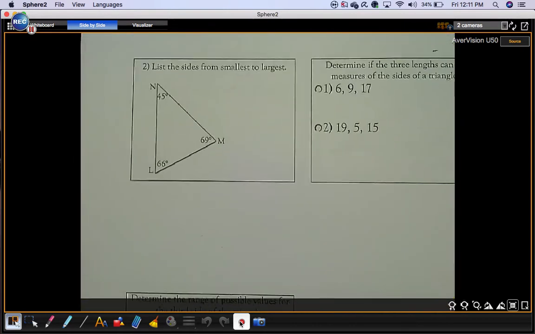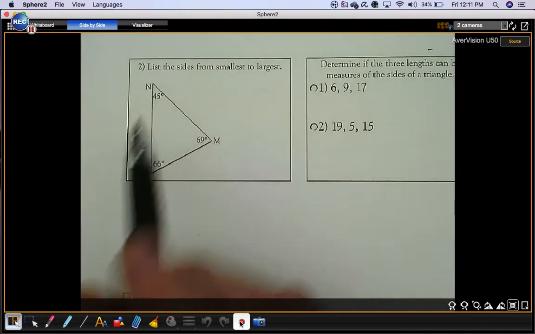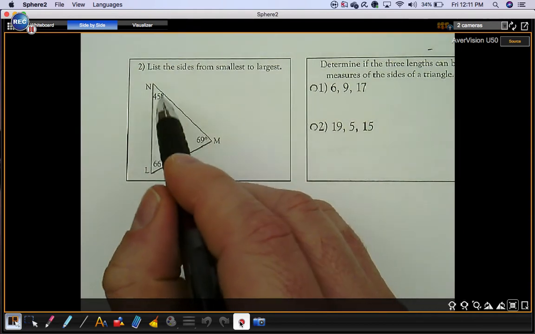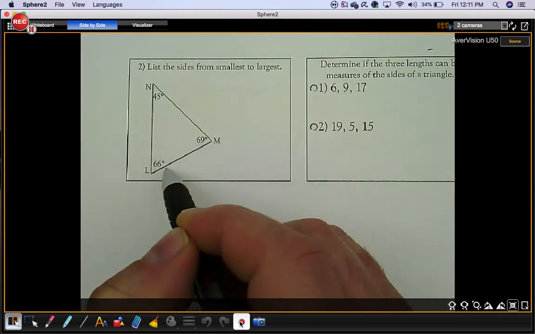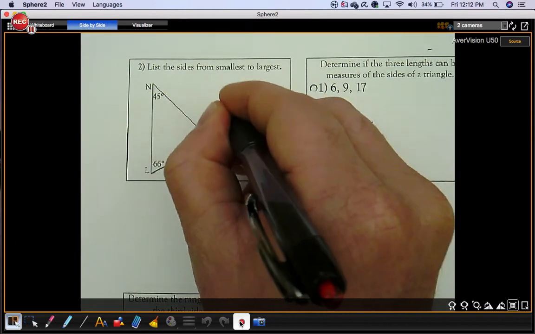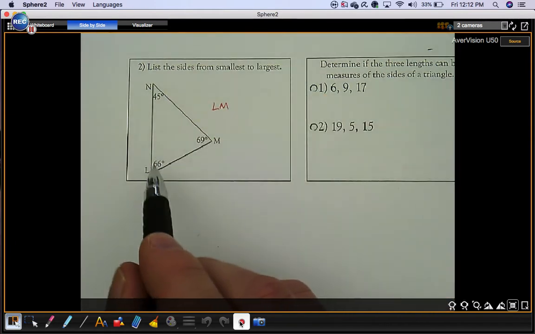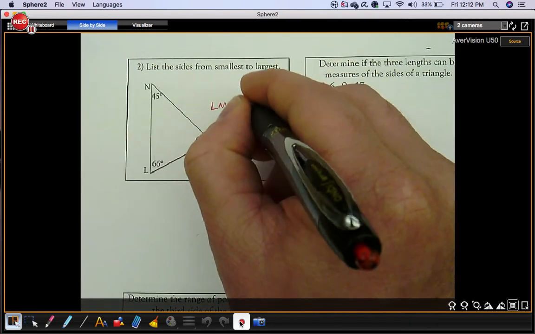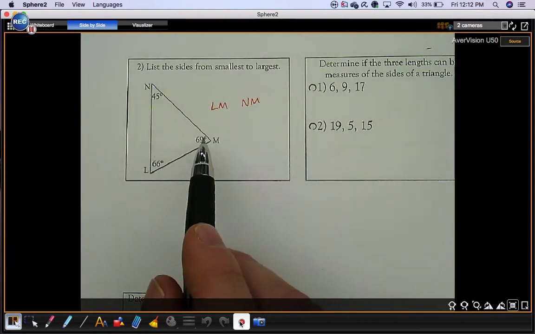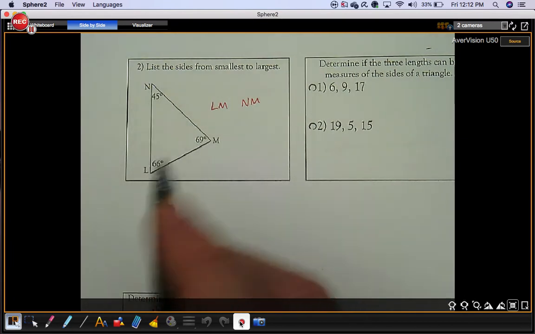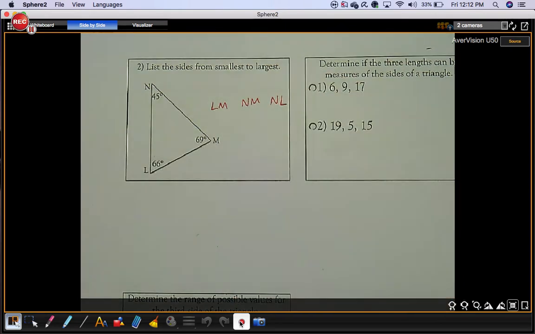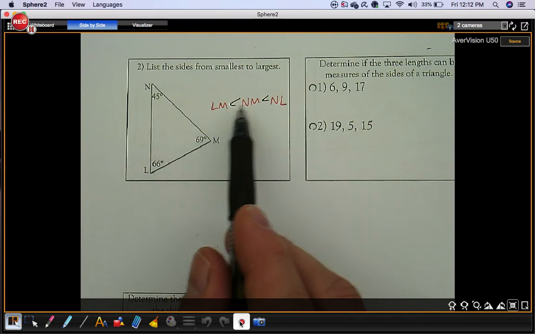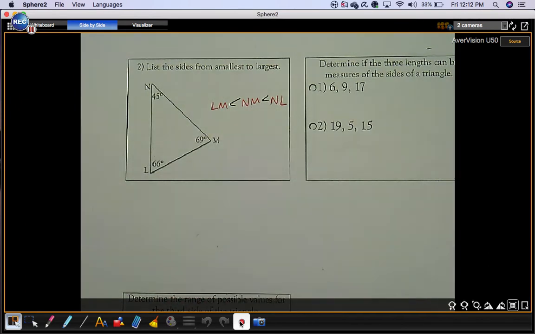You can use the converse of that theorem. If you have the angles, could you put the side lengths in order? Find the smallest angle. Which side is across from the smallest angle? Find the next smallest angle. What side is across from it? Biggest angle, biggest side. Smallest to largest, this segment is smaller than this one, this segment is smaller than that one.